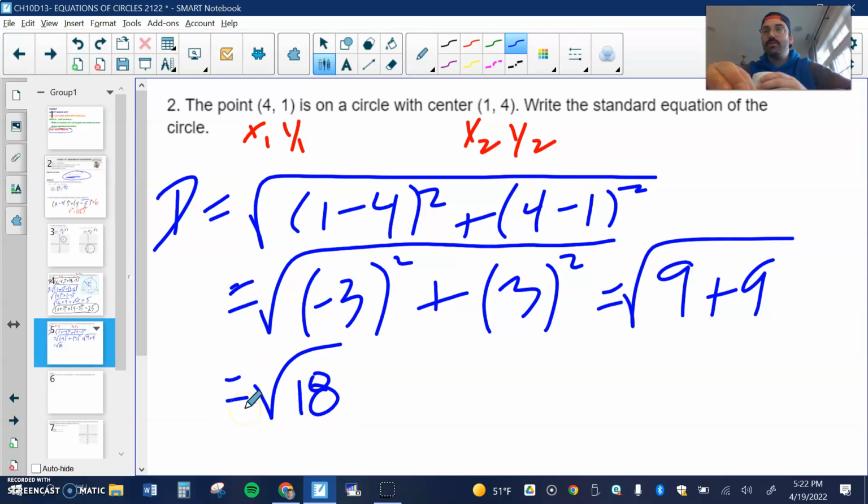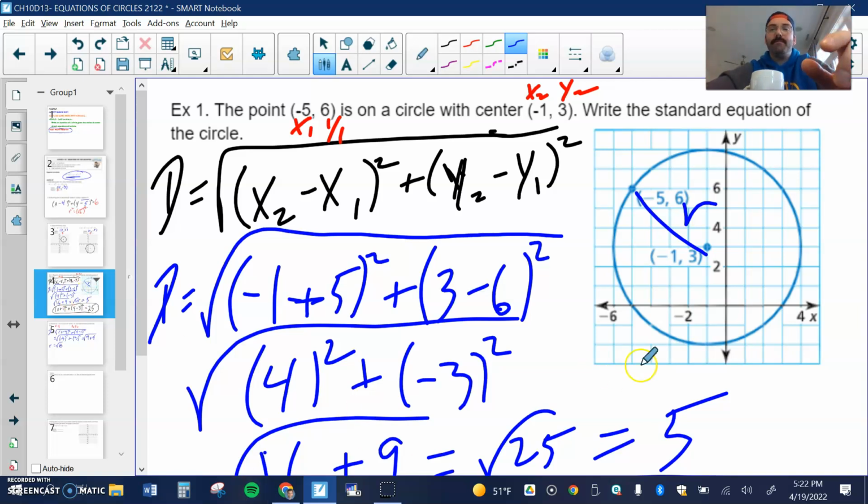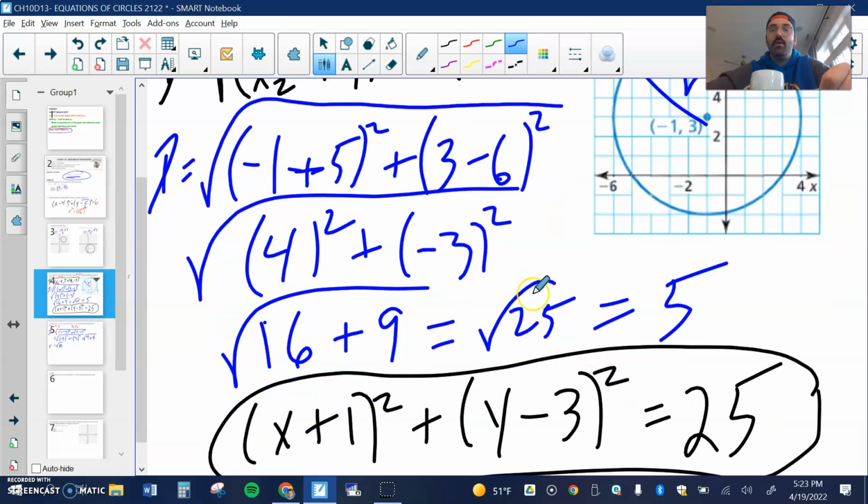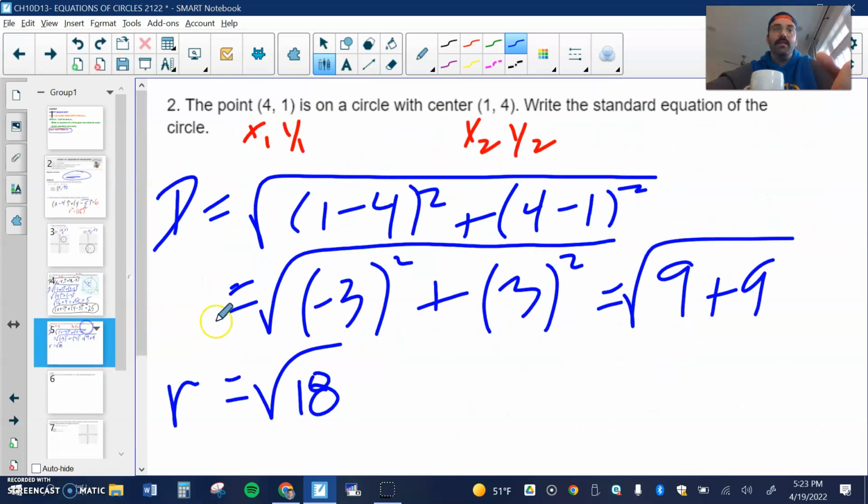Now, there is no perfect square root of 18. I could simplify it if I wanted to, but I'm not going to, because this is our r. So let's go back to the previous one. I didn't have to recognize that the square root of 25 is 5. If I asked you what the radius is, you would have said 5. If I square the root of 25, I just get 25. I could have jumped from here straight to there. In this problem, r squared is just 18.